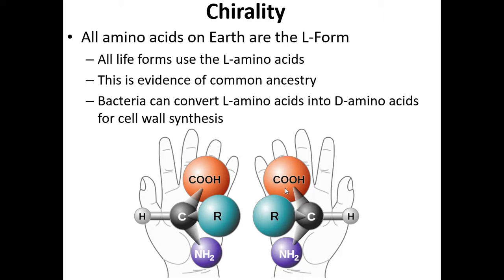Perhaps it was the first form of amino acid that developed. We don't even know. But what it does show is that there's common ancestry, the fact that all forms of life use the same amino acids. What's interesting is bacteria convert the L forms into the D forms for their cell walls. So only bacteria use D amino acids in their cell walls.